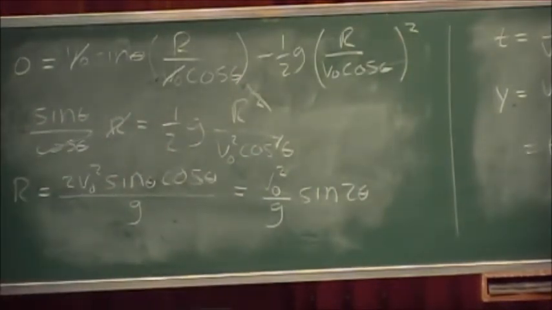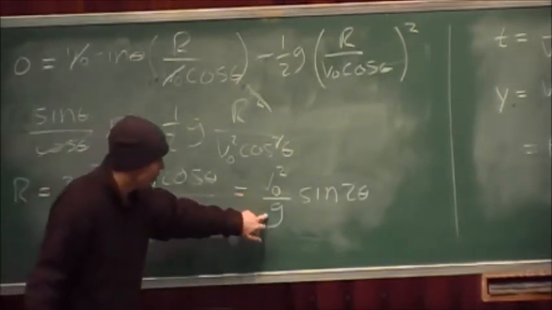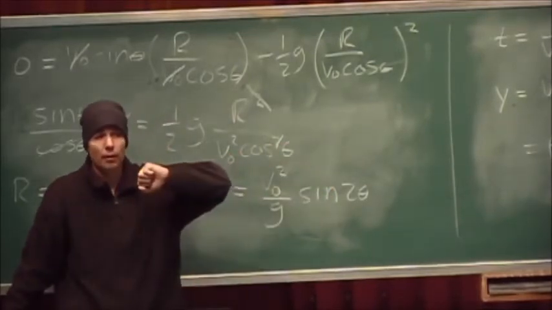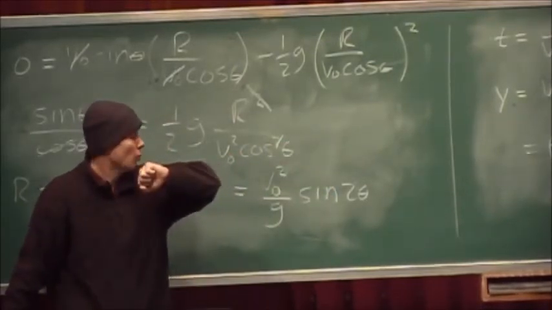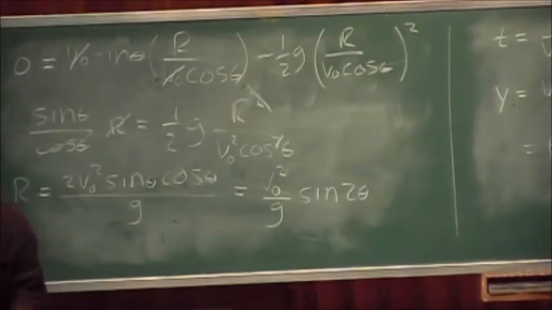Now there's something really interesting here. So what this says is the range is v0 squared over g sine of 2 theta. What is the maximum range that you can then get? 45 degrees. Is that interesting? So why do you hit a golf ball with the driver at, say, 10 degrees? We're saying that the maximum distance you can get is at 45 degrees.